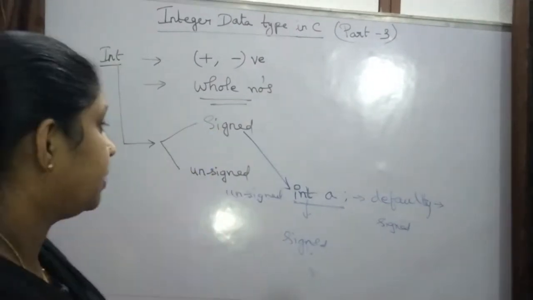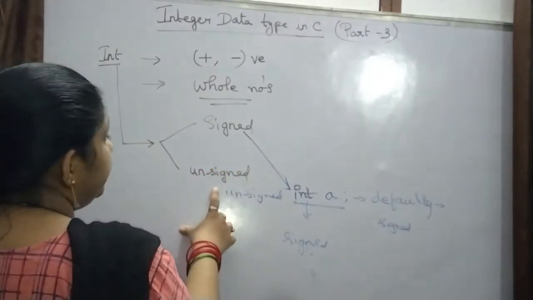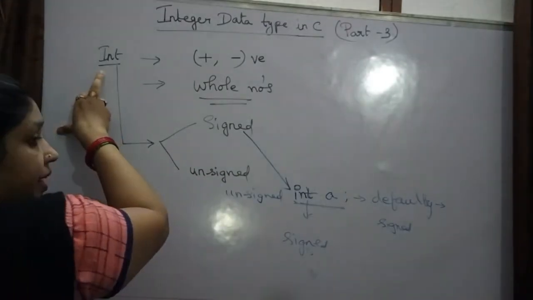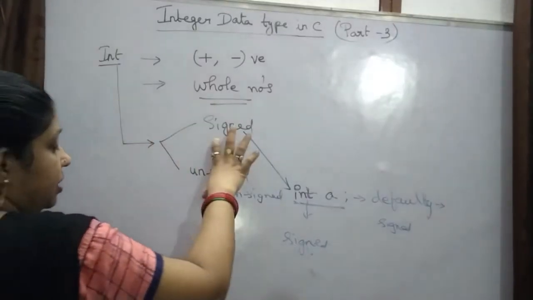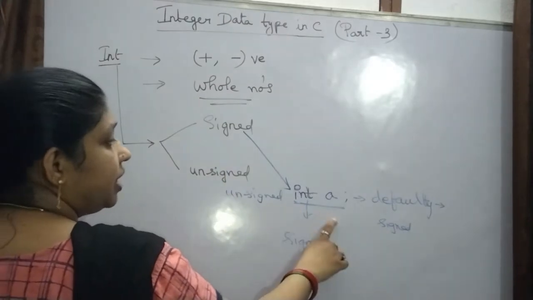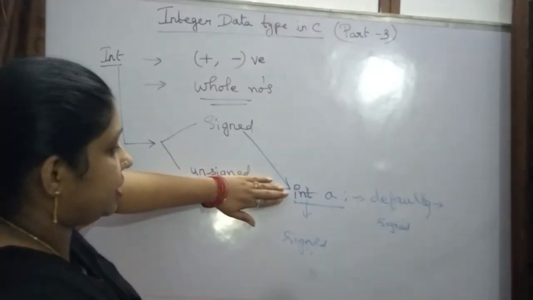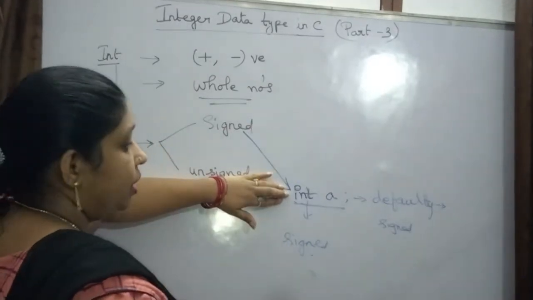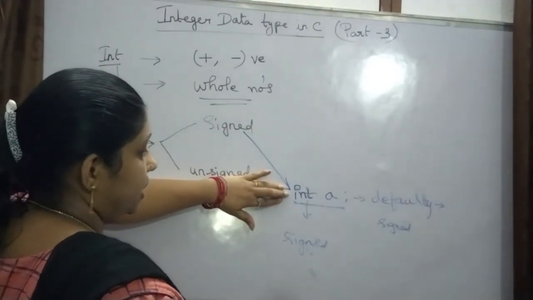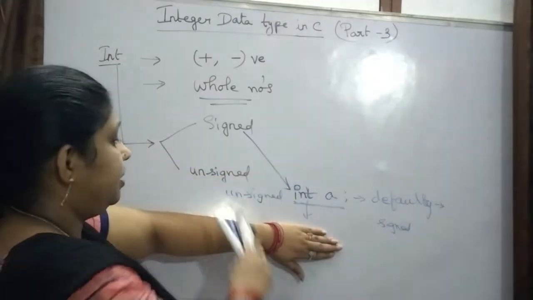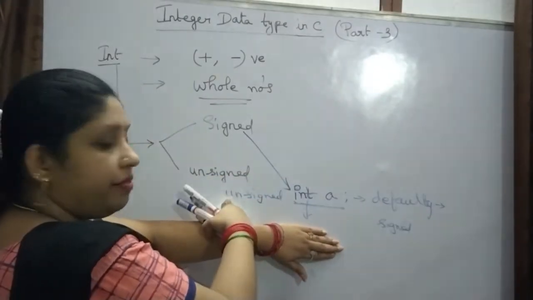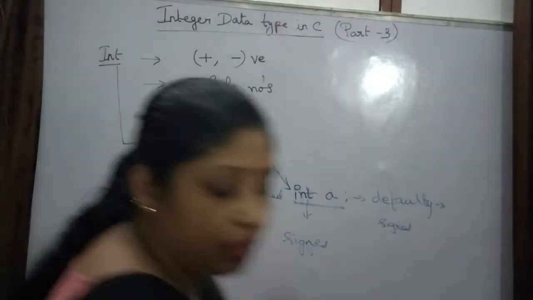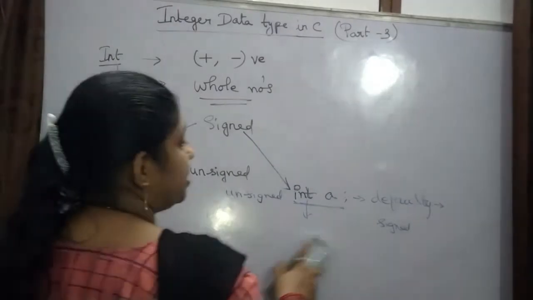So the signed and unsigned classification of the integer data type is like this. If you are declaring int a, then by default it will take signed only. Suppose you don't want signed, then you have to declare it like this: you have to write unsigned int a, then it will take unsigned values.